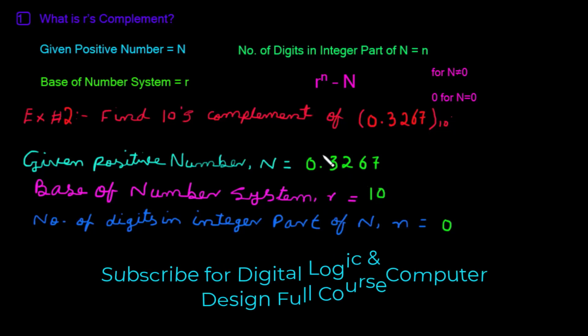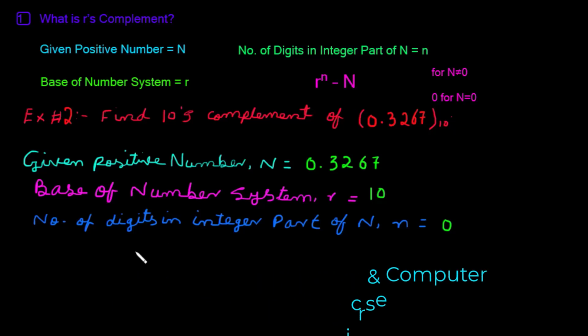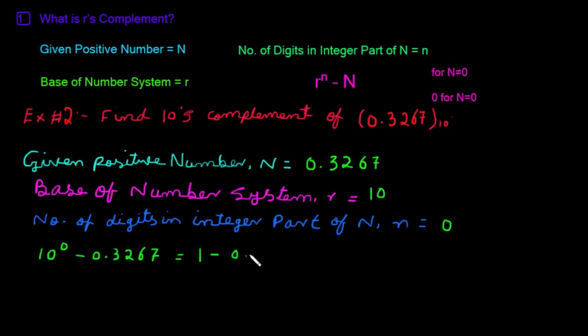Right, now I will substitute these values into R raised to a power n minus N. So we have R, which is 10, having power 0, minus 0.3267. So 10 having power 0 is equal to 1 minus 0.3267, and by using a calculator I will come up with 0.6733. This is the complement of this number. Now bear in mind, as I will use this answer and deduce something important, so stay in the video.